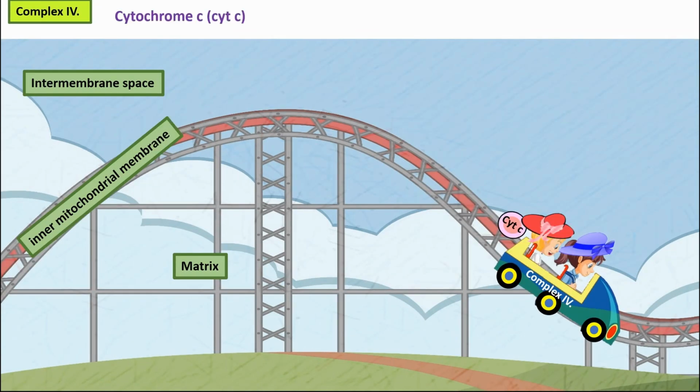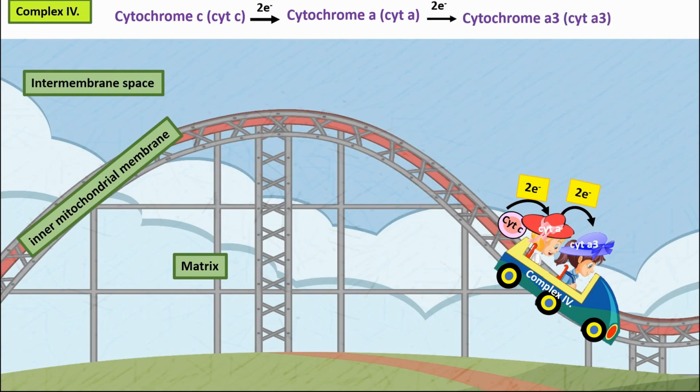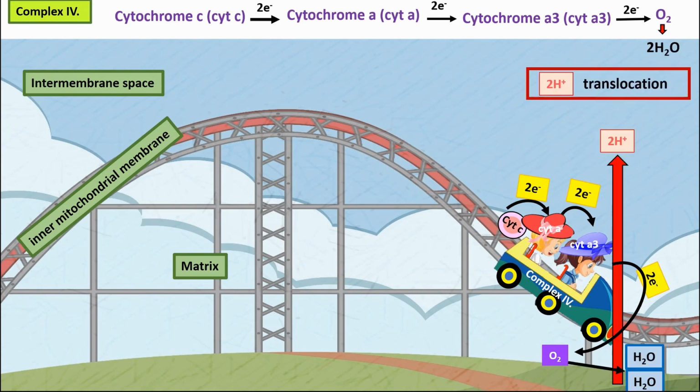Complex 4. Cytochrome C delivers the electrons to cytochrome A. Cytochrome A transfers the electrons to cytochrome A3. After that, cytochrome A3 passes the electrons to O2. O2 splits into 2 oxygen atoms and accepts protons from the matrix to form water. 2 protons pass from the mitochondrial matrix to the intermembrane space, contributing to the electrochemical gradient.